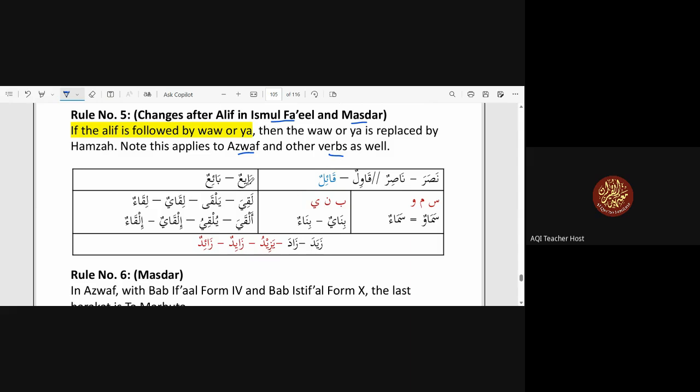Similarly here, bay'iun. So ayn has got kasra, okay, and it is preceded by alif. So if the alif is followed by waw or ya, so you can see alif here, and ya is preceded by alif. So this ya or waw is replaced by hamza. So bayi'un becomes ba'i'un.